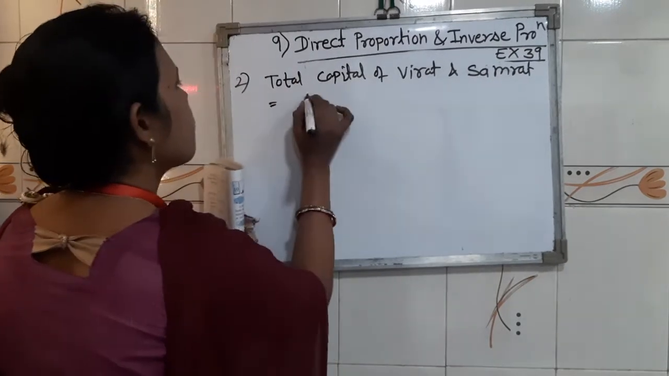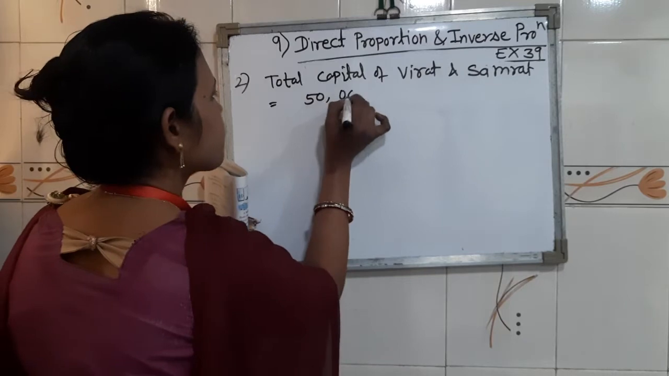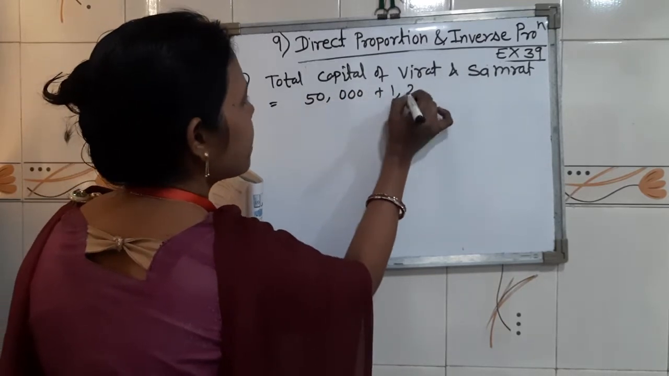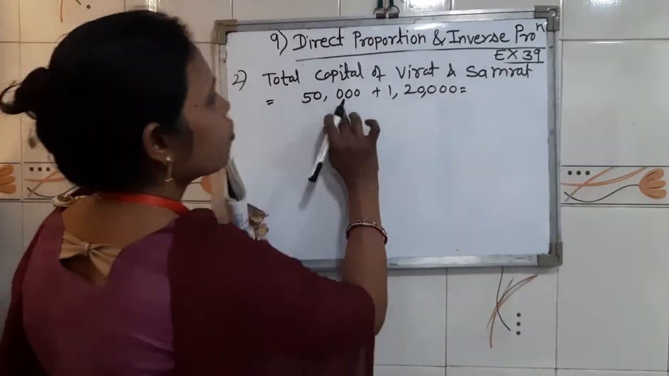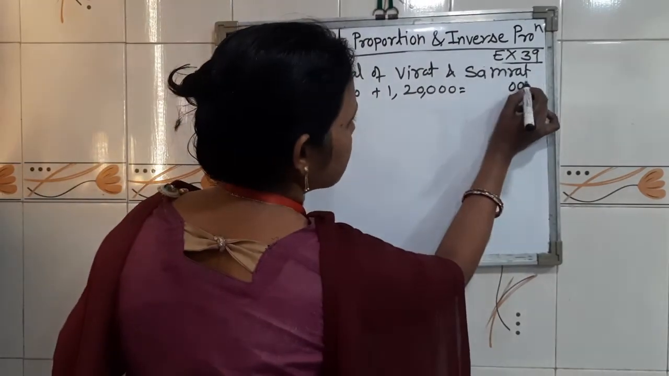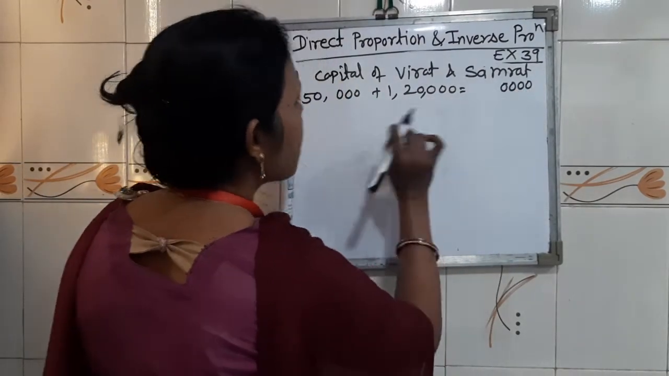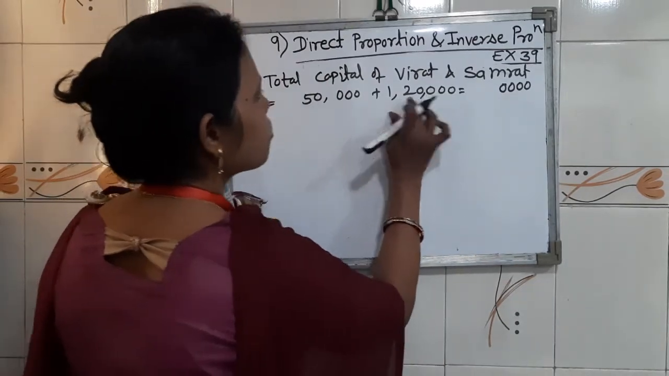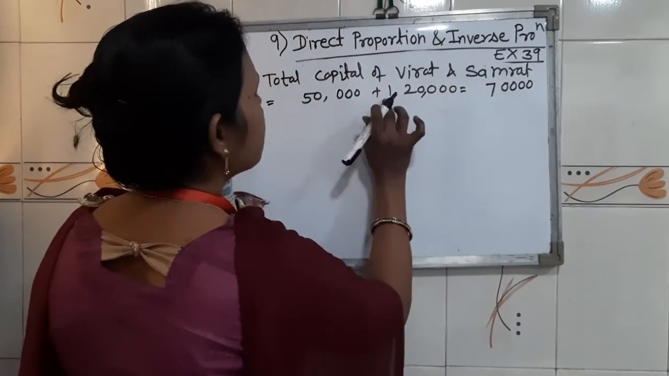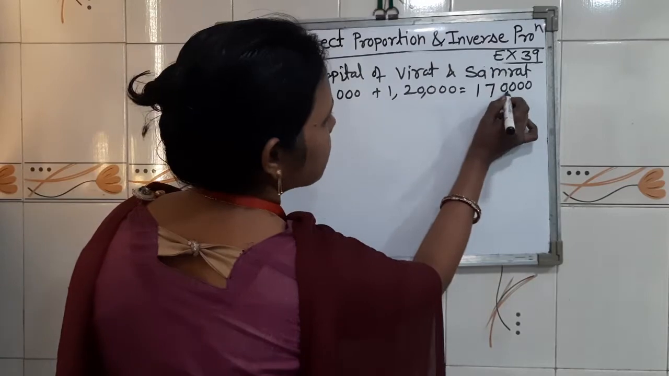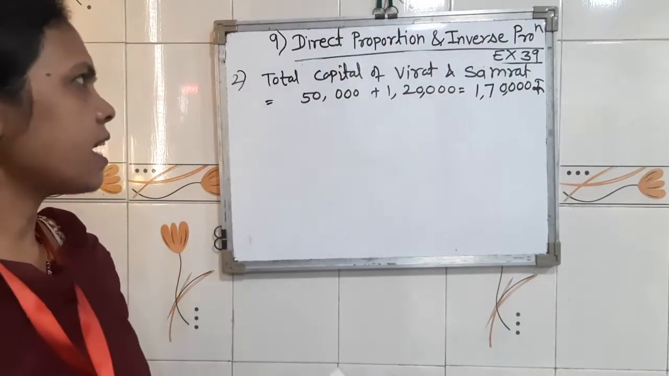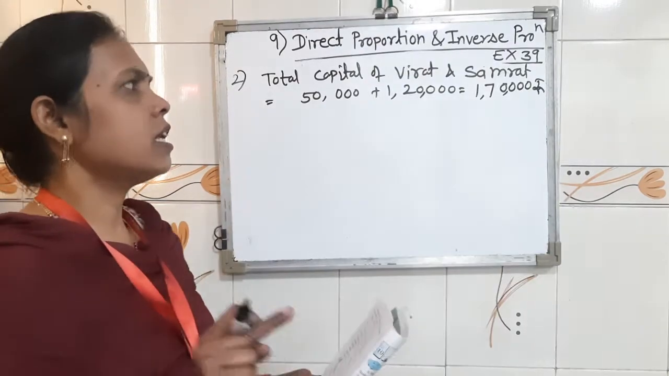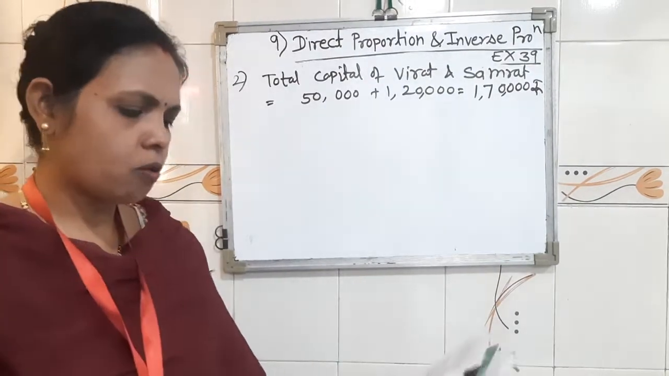equal to 50,000 plus 1,20,000. 0 and 0 as it is we are going to put. After that 5 2 7 and 1. 1,70,000 rupees. After that, their total capital is 1,70,000.